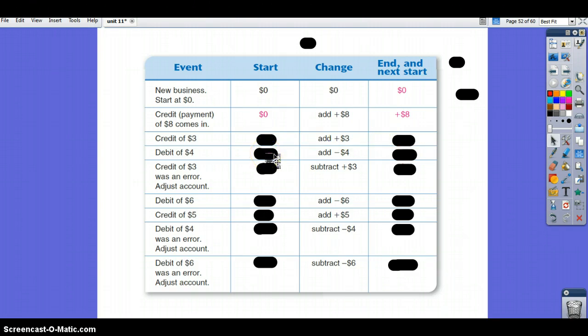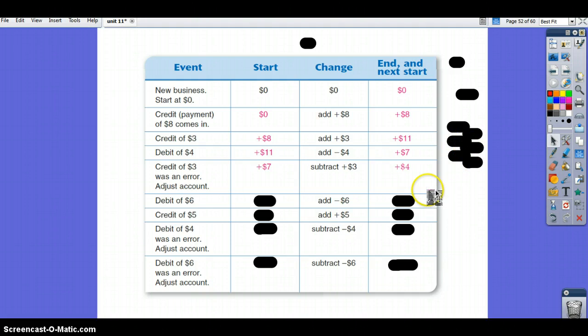Now it says I have a debit of 4, a debt. So I'm going to subtract 4. So 11 minus 4 is 7. That's my new number I'm starting with now. So I have 7 to start with. I have a credit of +3. So I should have $4, because that was an error. So the next time, you start the 4 down in the start column. Finish that out and see if you can come up with the right answer. Your ending answer should be +13.